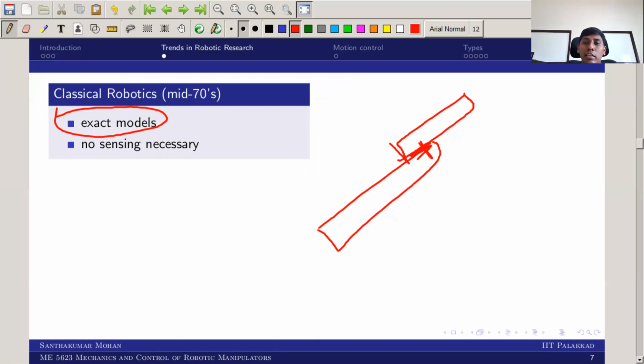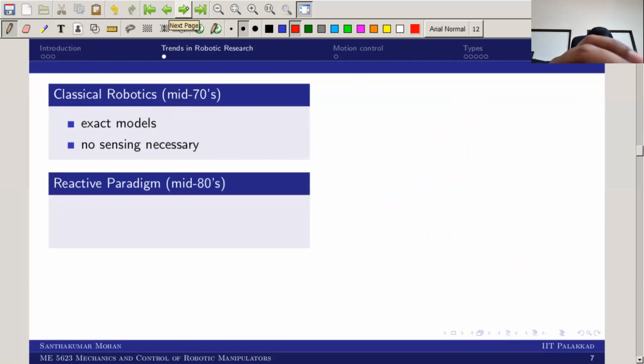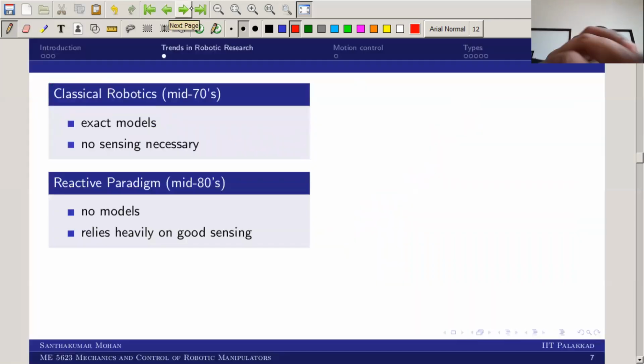There would be wear and tear. This manipulator may actually look like this. So then your exact model would be invalid, right? So then what people thought about: can we use a feedback base? That is a reactive paradigm, where it is purely based on the sensing, and people ignore the model.